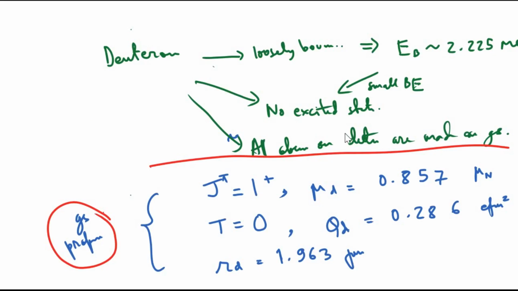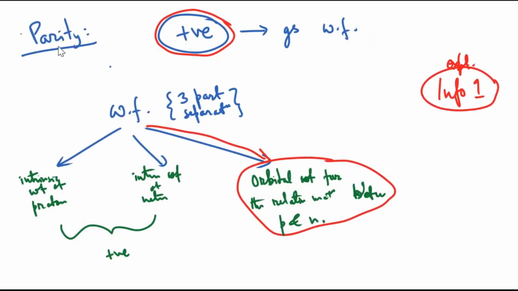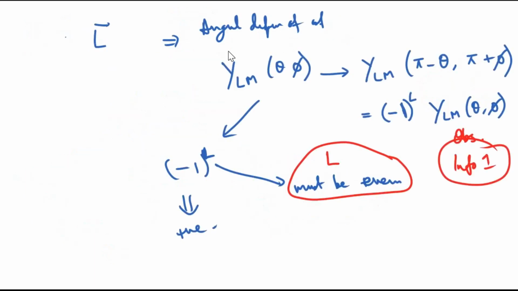Okay, let us, before proceeding, just recap what we have done. We have basically talked about the ground state properties of Deuteron. We first talked about the positive parity information on the ground state wave function. What information can we obtain from the positive parity? Basically the fact that L must be even. This information was obtained from parity.